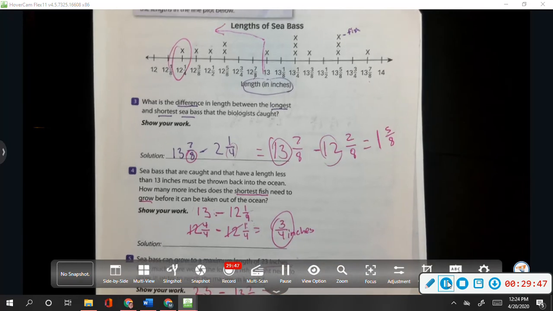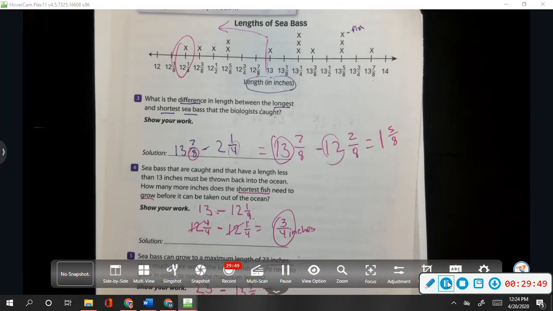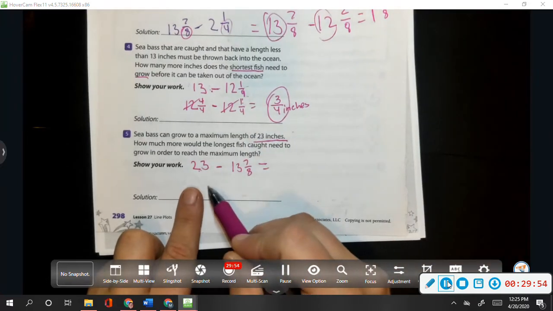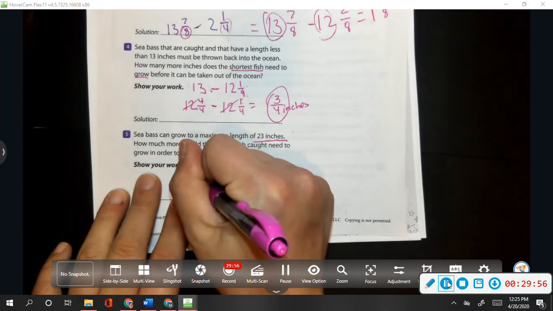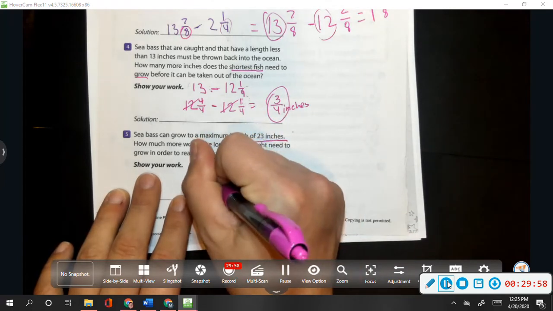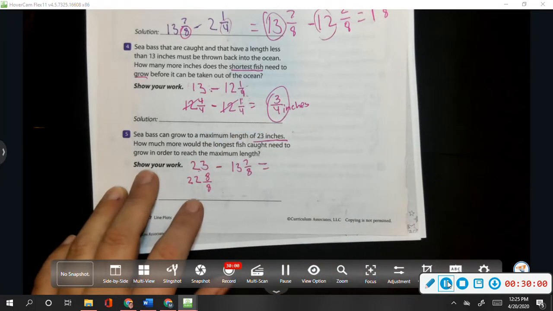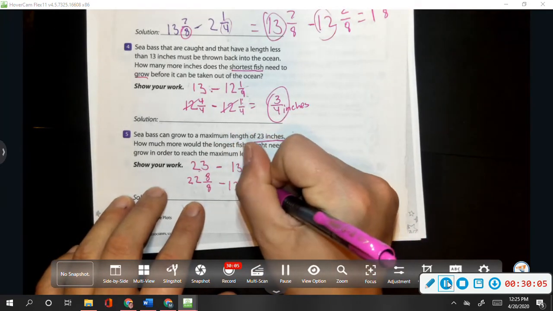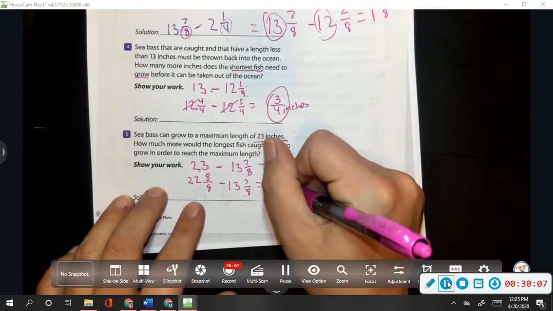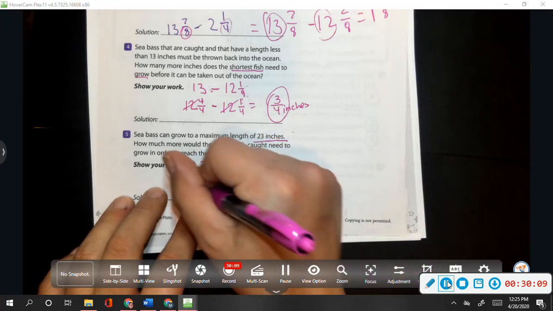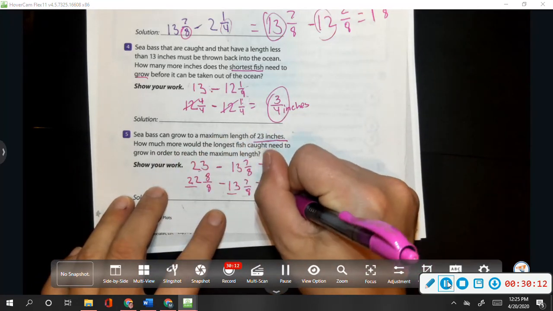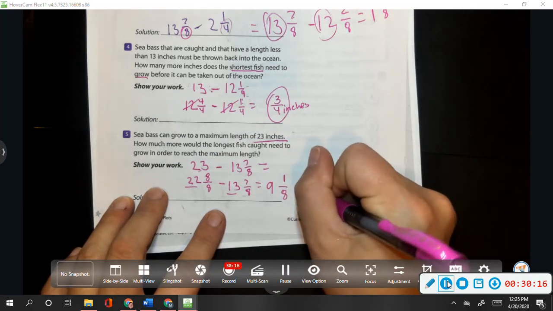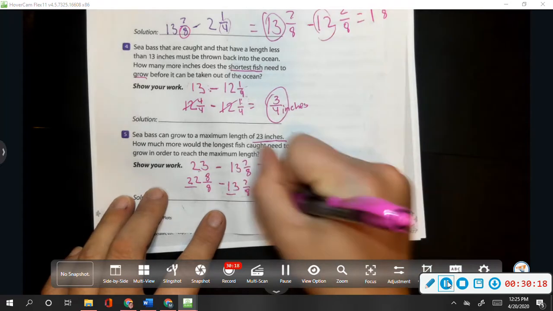And we want to know how much our fish needs to grow in order to meet the maximum. So we have to take that 23, and we're going to take one whole from this, making it 22. And we want eighths, so a whole would be 8 eighths. And we're going to subtract 13 7/8 from that. And we have 22 minus 13 is 9. 8 minus 7 is 1/8. So 9 1/8 inches. Wow, he could have grown a lot more, couldn't he have?